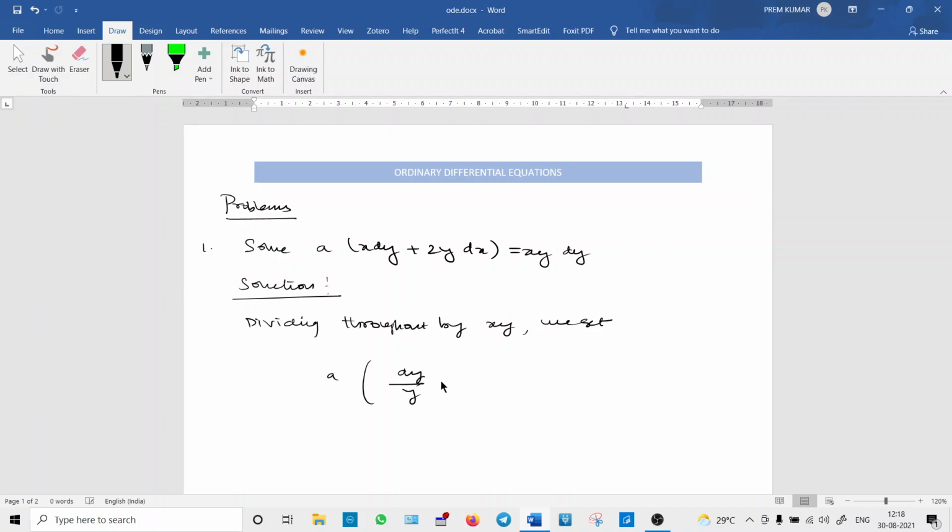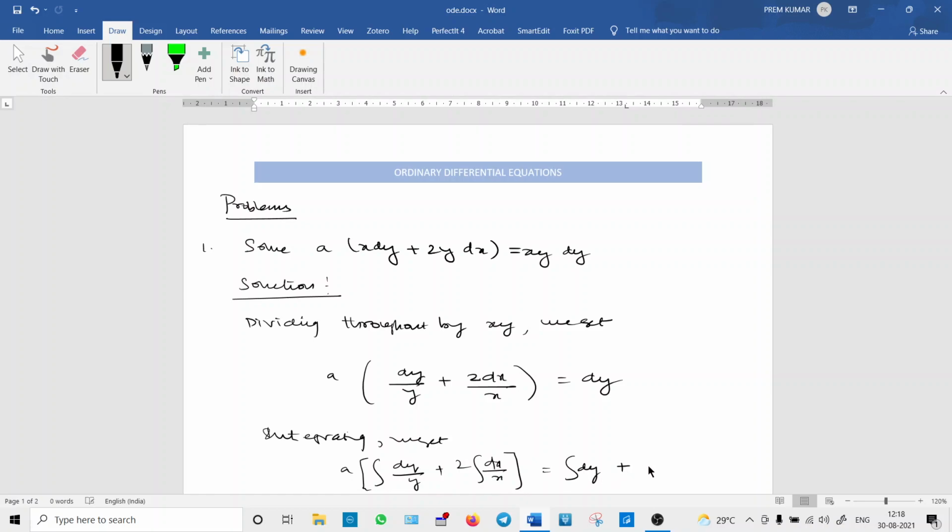dy by y as the first term. The second term is 2 dx by x. On the right hand side we have just dy. So integrating, we get the integration of dy by y plus 2 into the integration of dx by x equals the integration of dy plus one constant of integration.